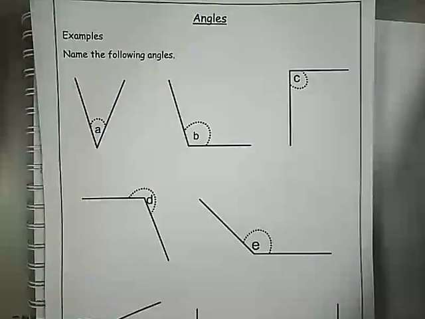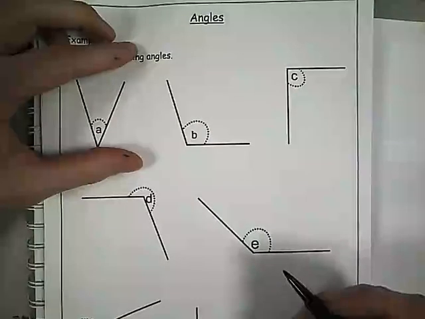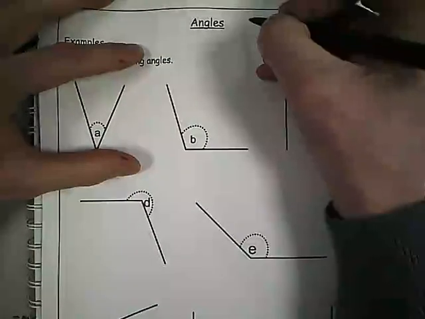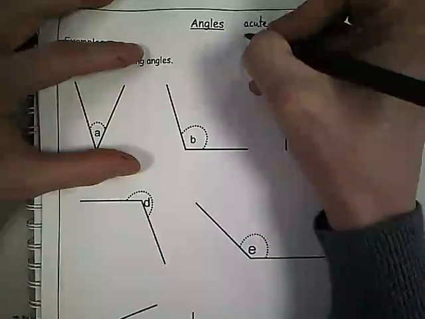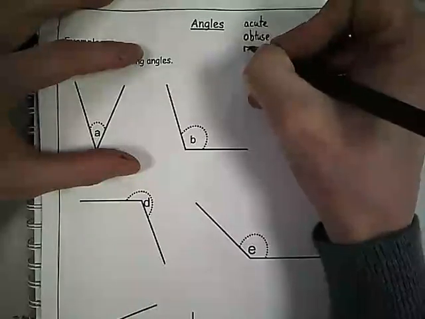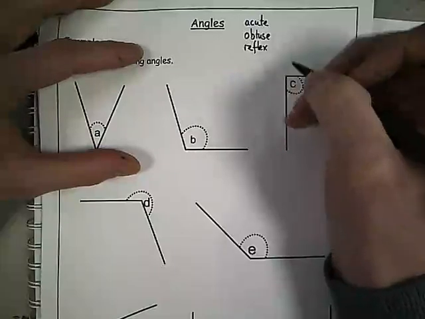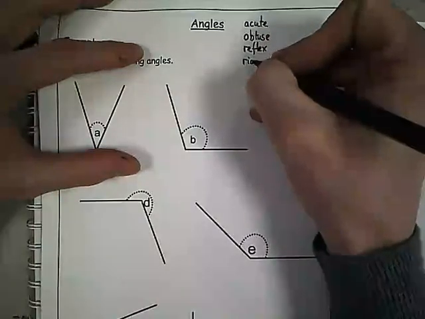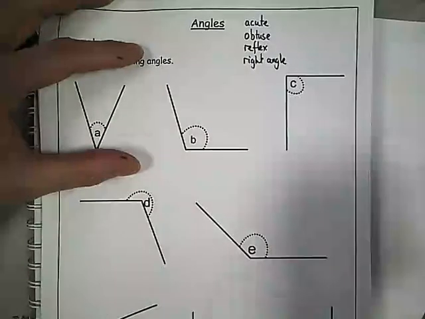I'm going to keep the lesson quite simple. We're just going to look at different types of angles and what they're called, alright? So, there's four different types of angles. We have acute angles, we have obtuse angles, we have reflex angles, and then we also have the one which is fixed, which is a right angle. Okay, you probably heard of all of these before.